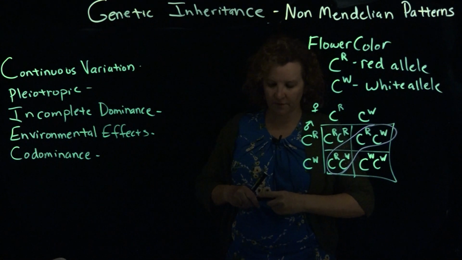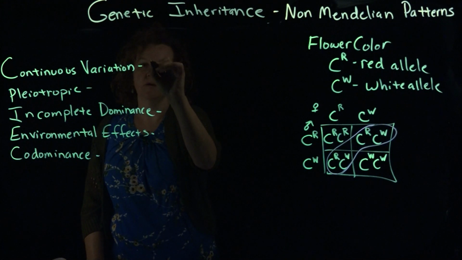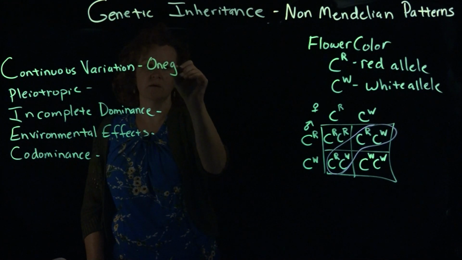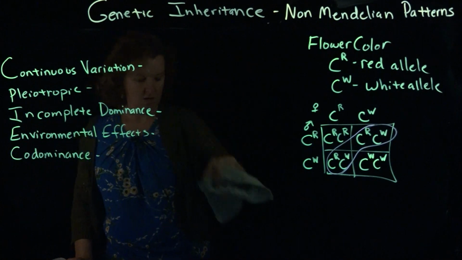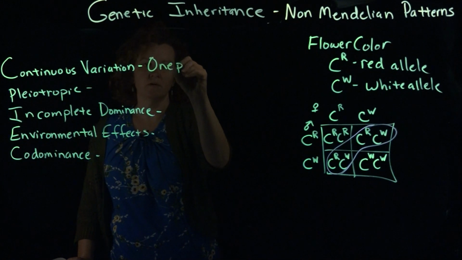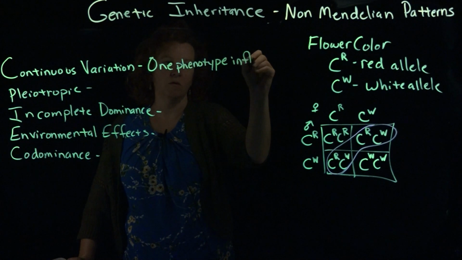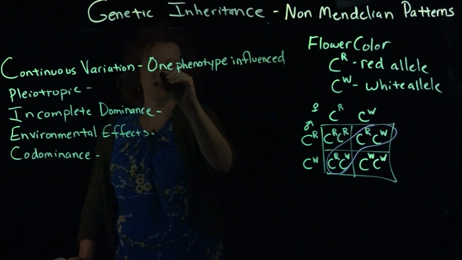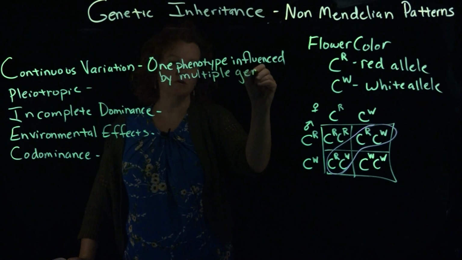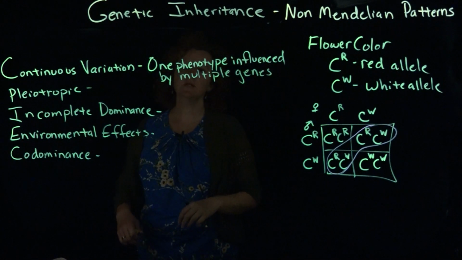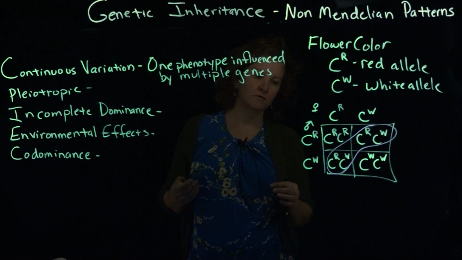So in continuous variation, it's one phenotype that is influenced by multiple genes. We often look at that example with height or skin color. There's a range here that you can see, and typically there are different genes involved.